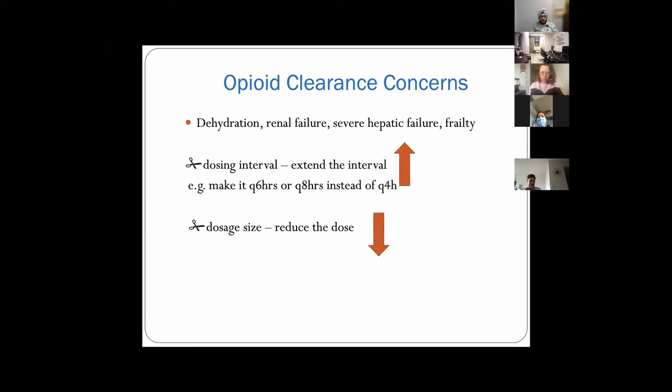And obviously, we need to adjust for opioid clearance as a function of dehydration, renal failure, liver failure, and even just frailty in general, and people not eating or drinking. So in this case, you could either decrease the dose or lengthen the interval. So instead of giving it every 4, you might want to give it every 6 or every 8 hours. Next slide.